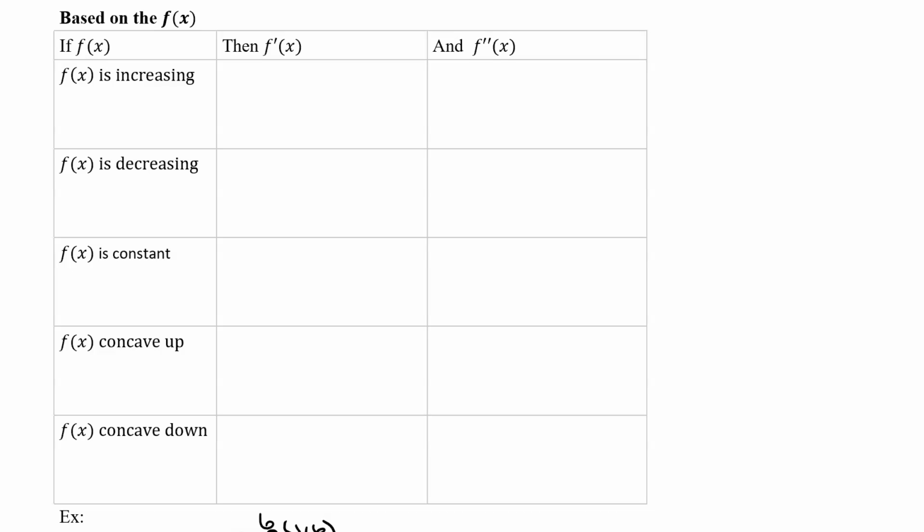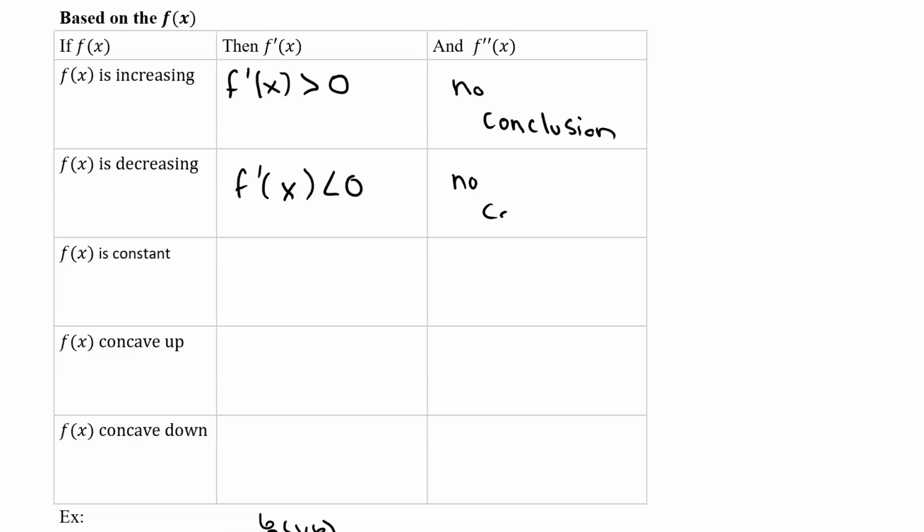of x. So if we know that the function is increasing, then we know that f prime of x is greater than 0. We can't conclude anything about the second derivative just based on the fact that it's increasing, so we put just no conclusion there. If f prime of x is less than 0, our rate of change is less than 0 when we're decreasing. Once again, we can't conclude anything about our second derivative just knowing about the slope of the original function.